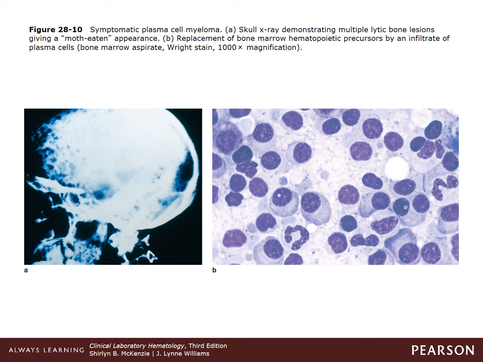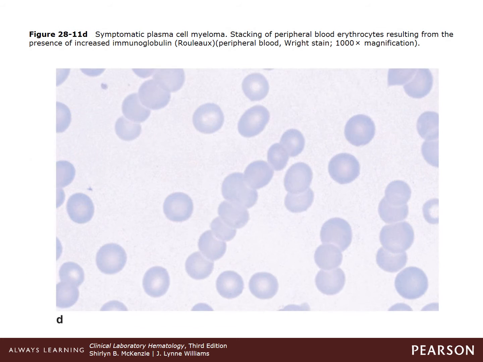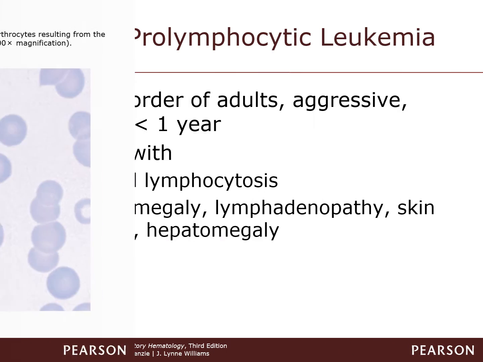You're seeing a bone marrow cross-section and replacement of all of the hemopoietic precursor cells by an infiltration of those plasma cells. As well, in the peripheral blood, due to that high M protein, you're going to see rouleaux, which is a stacking of those red cells, like coins, in the presence of increased immunoglobulin.